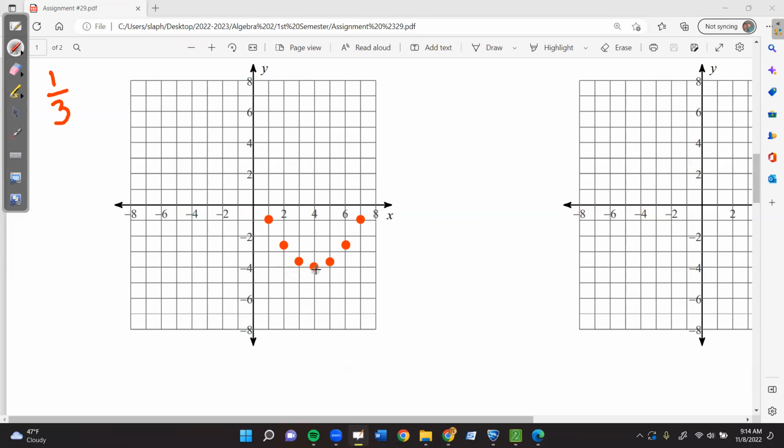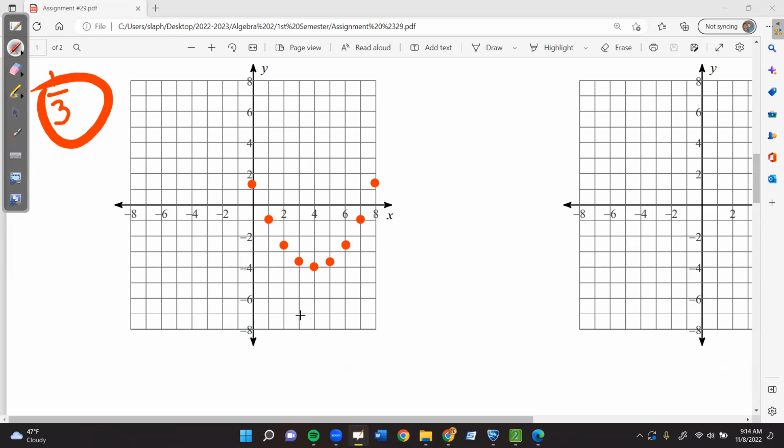So again, if we went to the right 4, we would go up 16. 16 divided by 3 is 5 1/3. So I'm going to go up 1, 2, 3, 4, 5 1/3. And I would be happy if you got that many points.